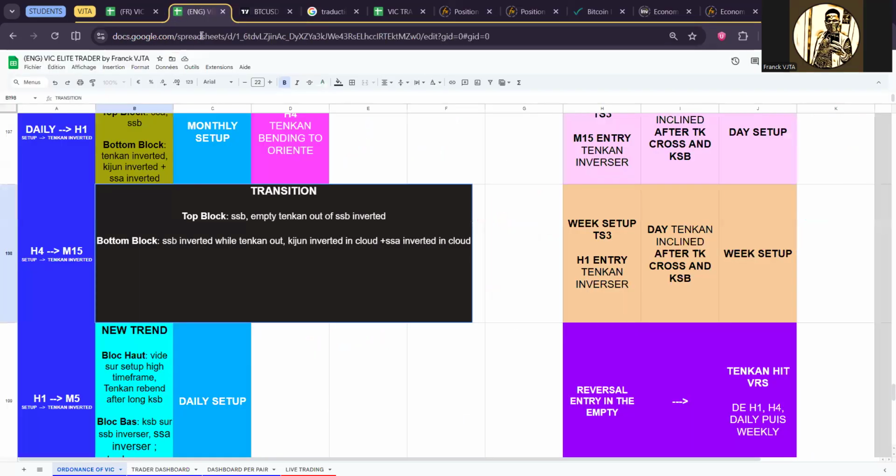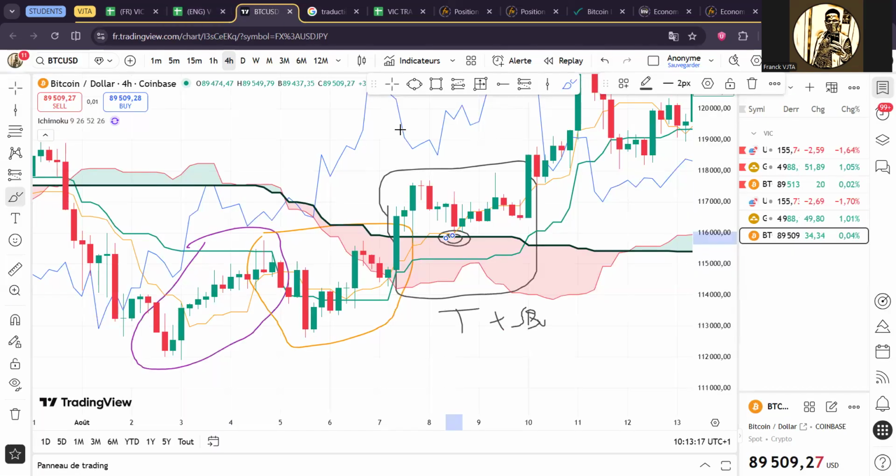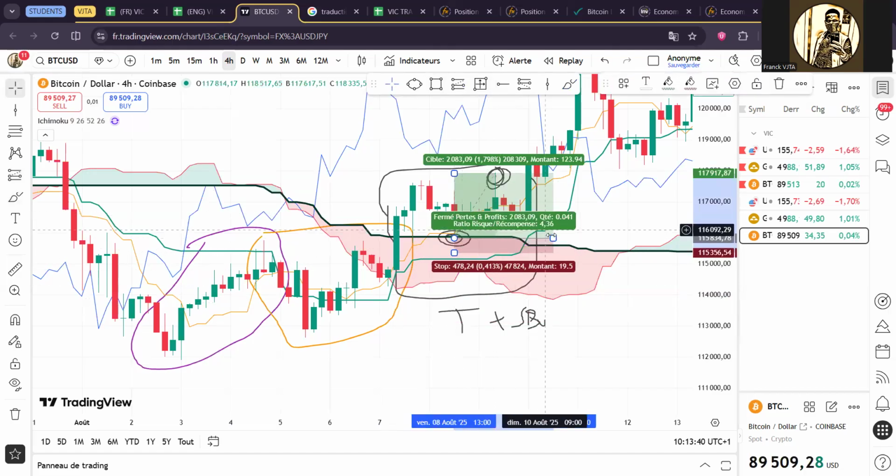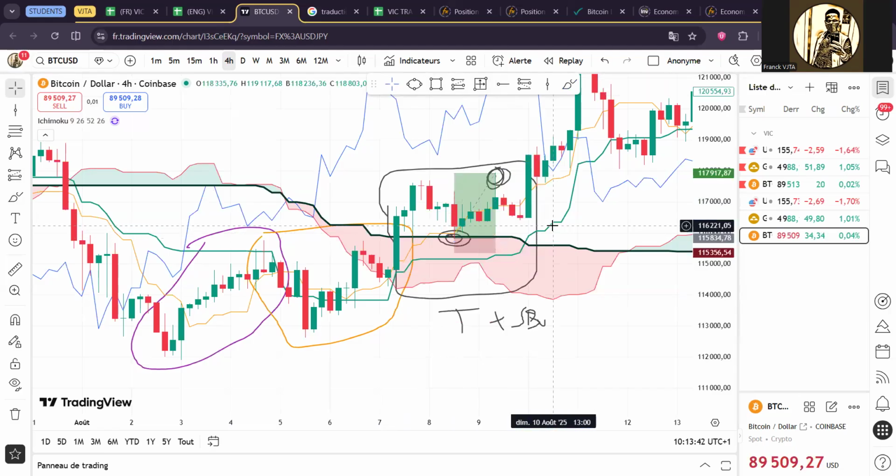Now, what is the top point? The top point will be inside the empty space, while Tenkan is out of SSB inverted, like above SSB inverted. So any empty point here will be the top. So you can literally be buying like this, right?